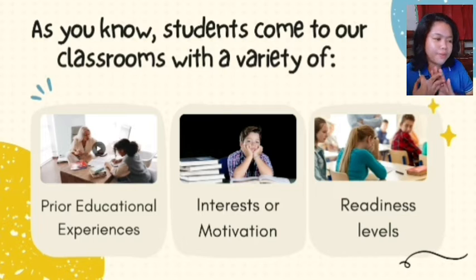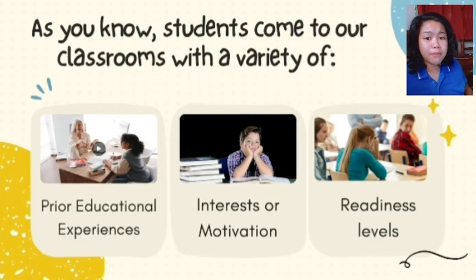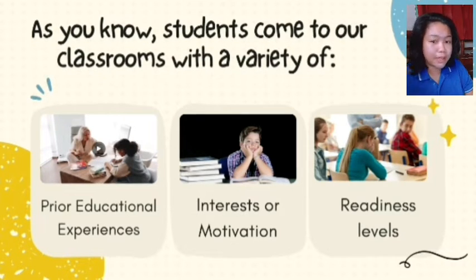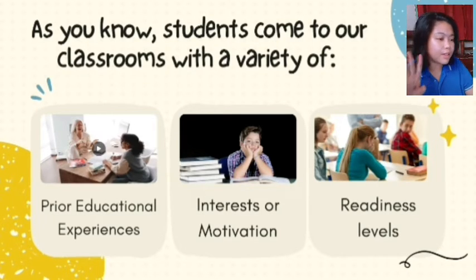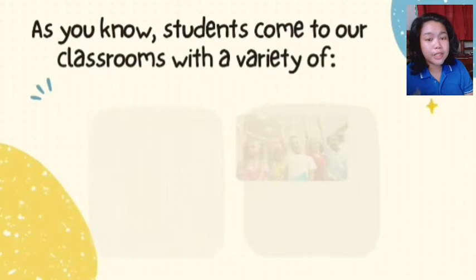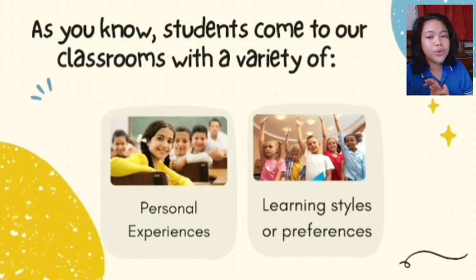Third, readiness level. Some of their learnings might be delayed, or they don't have the background, like going to war without bullets. Okay, moving on to the fourth variety, the personal experiences. If the student has these personal experiences, then he or she might relate to your topic, right? And so on and so forth.